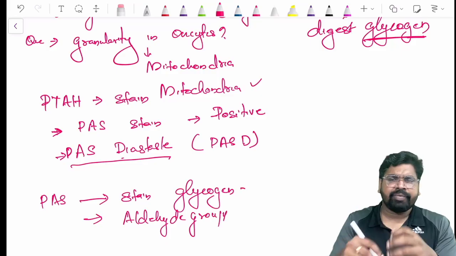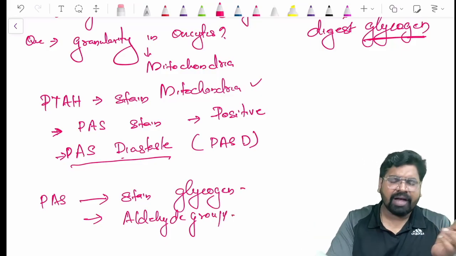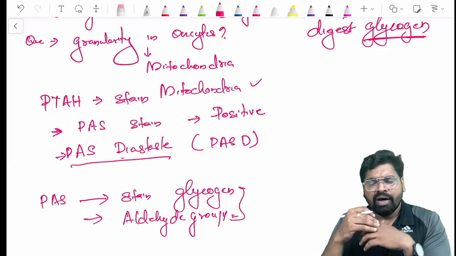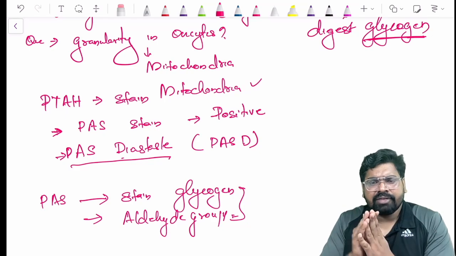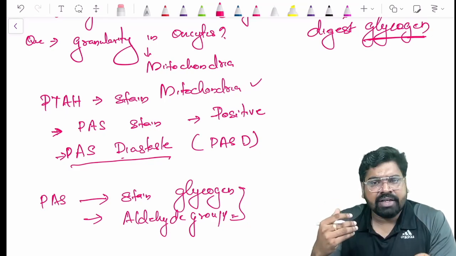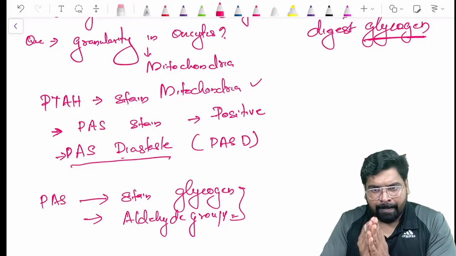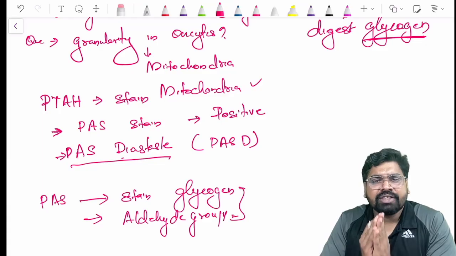Okay, aldehyde groups, your mucins. PAS will stain those aldehyde groups, so it will again give a positive stain. Now we want to know whether this is PAS diastase. Okay, is the PAS stain due to glycogen or not? We want to check whether glycogen is present or not.